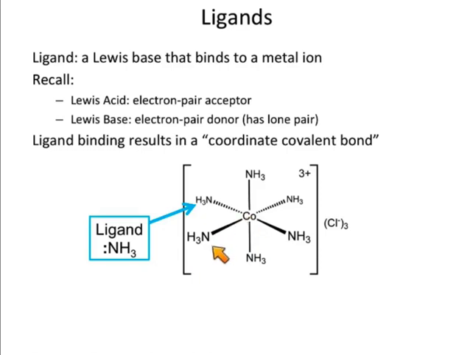So, the requirement to be a ligand is that it has to have something with a lone pair of electrons. And then you make this coordinate covalent bond. You can call it a covalent bond, but it is good to have some sort of flag or caveat in front of it to say it's a coordinate covalent bond.